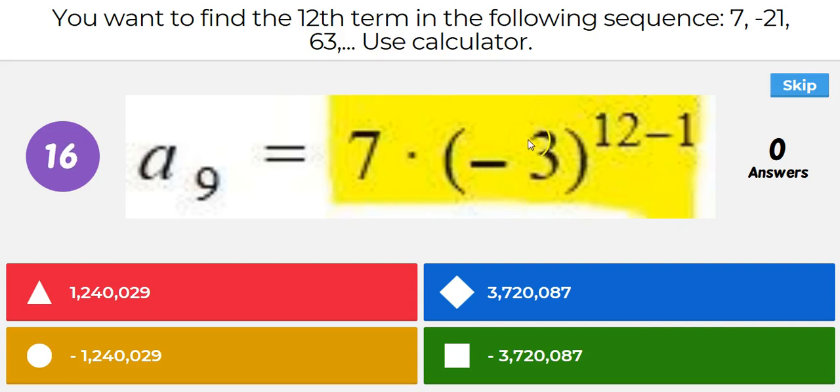So first figure out what that answer is, which is negative 3 times negative 3 times negative 3, 11 times. And then you do the multiplying. Multiply that by 7.